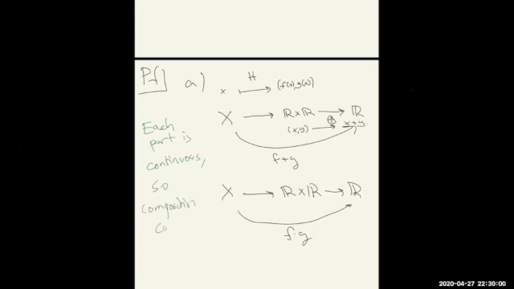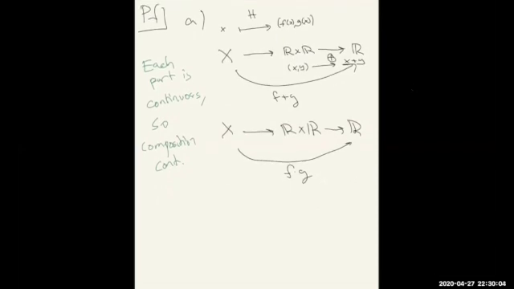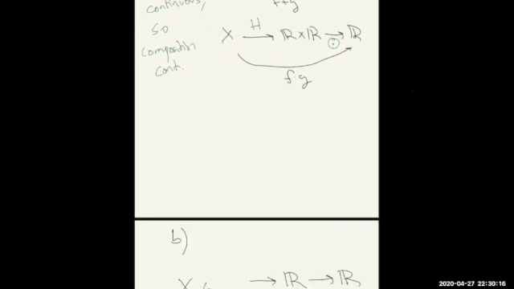Now, similarly for the other case. So you have your map h defined exactly the same, but this time you use the product map. The composition of these two things is continuous. This way you don't have to prove many things.